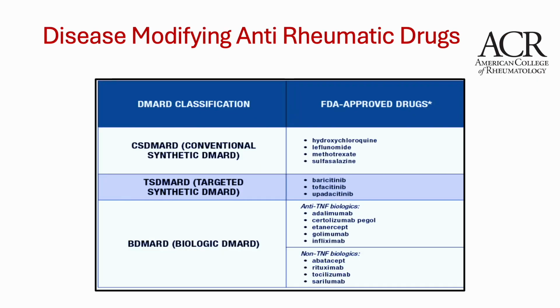Now, if we talk about treatment of rheumatoid arthritis in general, we know that disease modifying anti-rheumatic drugs, or DMARDs, are the backbone of treatment according to the American College of Rheumatology. These are divided into synthetic DMARDs, targeted synthetic DMARDs, and biologic DMARDs. Most of these target the joint and they have been proven beneficial.